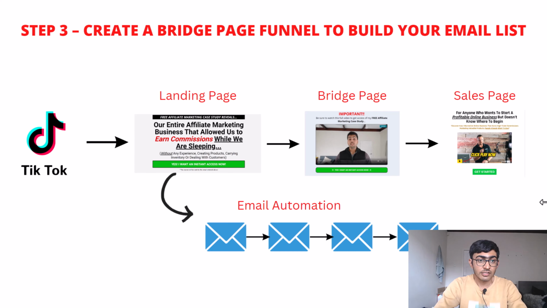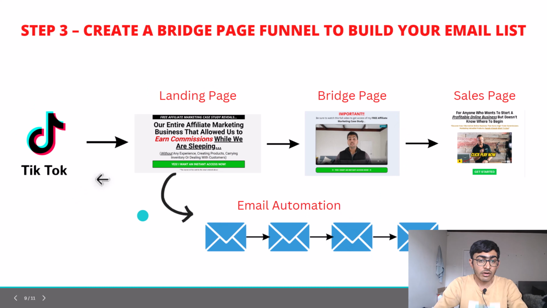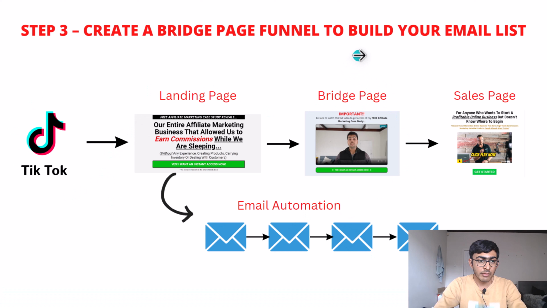So now in the third step, I will show you how you can create a bridge page funnel to build your email list. Here you can see my entire funnel that I'm using to build my email list. First I drive traffic by creating TikTok videos, right? And as I showed you before, in all of my TikTok videos I give people a call to action: check the link in my bio. So if someone clicks the link in my bio, comes here, clicks the button and enters their name and email address, then they are redirected to the other page, which is called the bridge page.